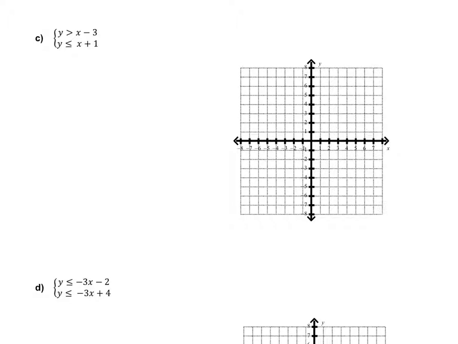Okay, here we have two inequalities that are already isolated. I see that the first one is going to be dotted and the next one's going to be solid. So let me graph my dotted line, begin at -3, rise 1 and run 1. Okay, and then let's graph the y is less than or equal to x plus 1. So I'm going to begin at +1, rise 1, run 1. And that's a solid line.